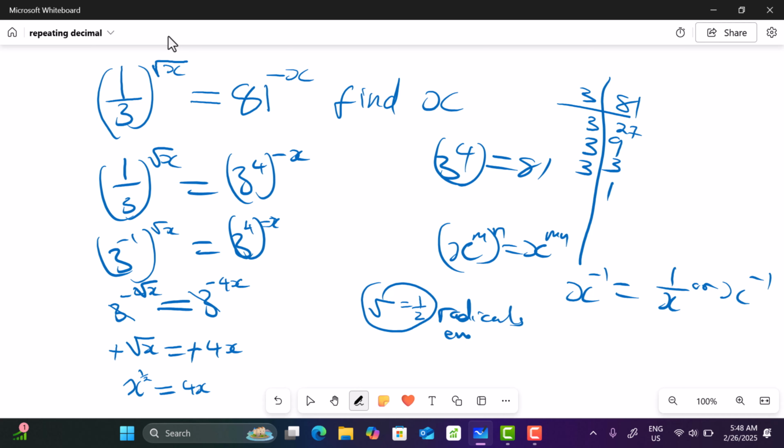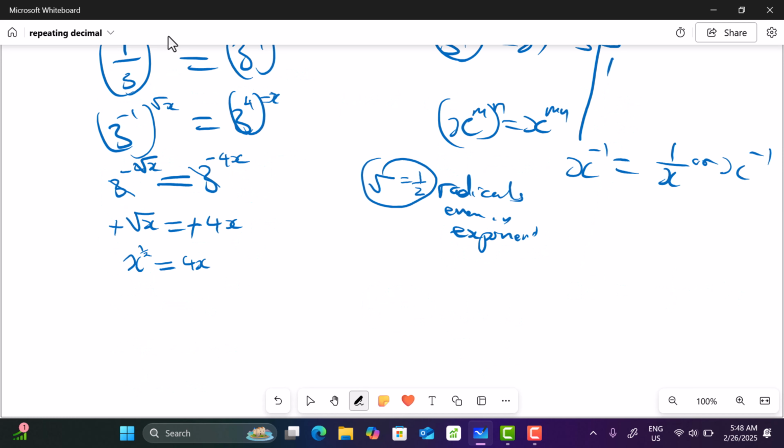Even in exponent. What we do now, we have to multiply both sides by power 2, to eliminate this half. So x is equal to 16x squared.